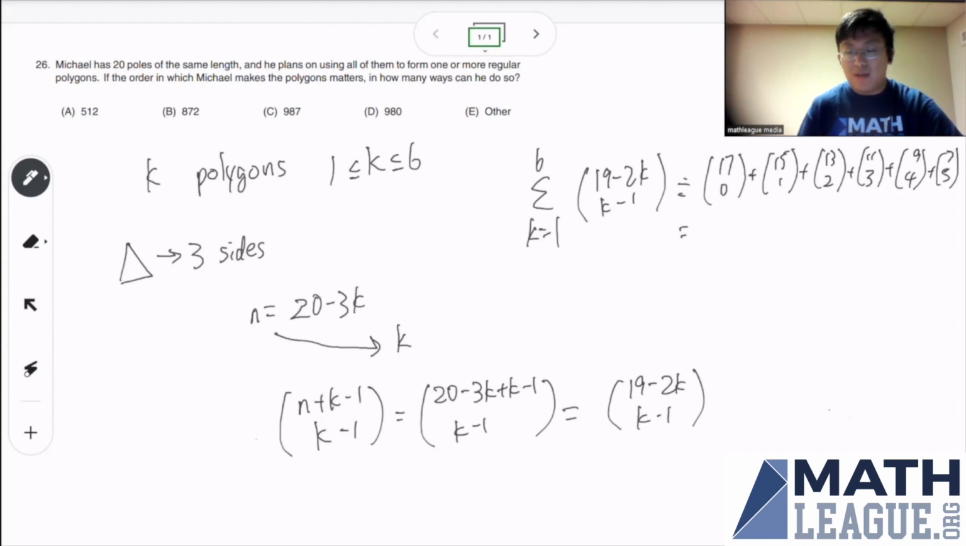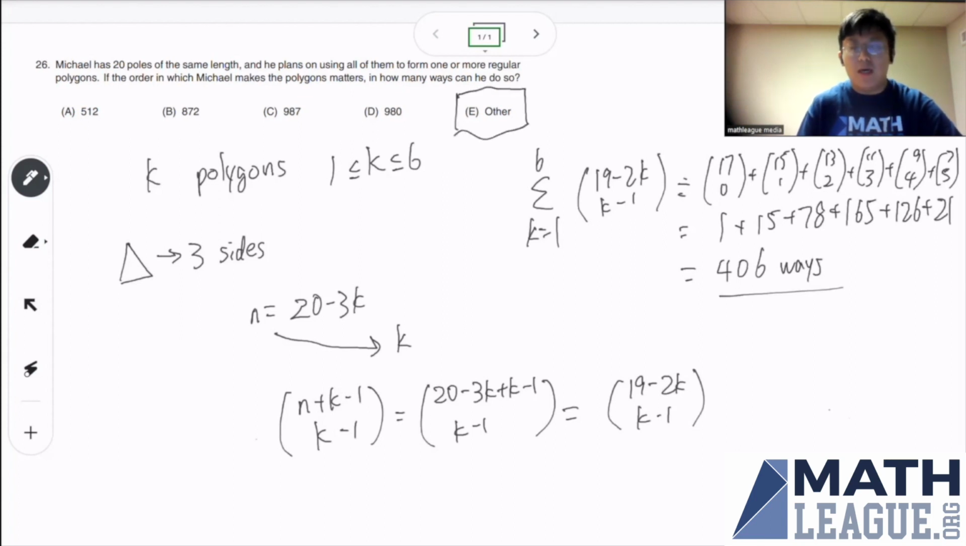And if we evaluate this, we get 1 plus 15 plus 78 plus 165, and then plus 126 plus 21. And if we add all of these together, we get a total of 406 ways. And if we look here, we see that that does not show up. So we would get E, other, as our answer.